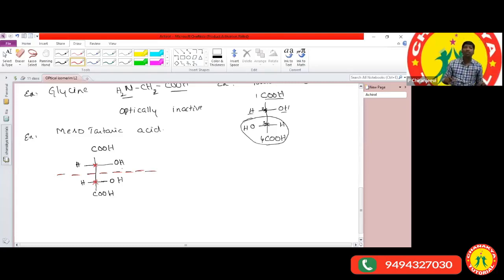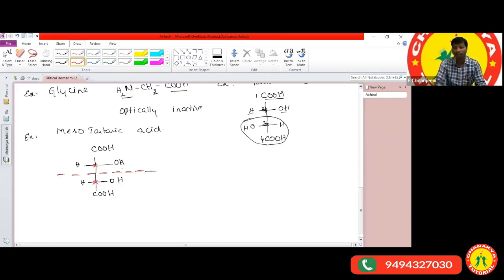Sometimes they ask the question: is mesotartaric acid optically active or inactive? Sir, we can say optically inactive due to the presence of the plane of symmetry. Symmetry means it does not exhibit optical activity. But it is optically active due to the presence of chiral centers. Sir, how many chiral centers are there? It has two chiral centers. With respect to the chiral centers, it is optically active. Due to the plane of symmetry, it is optically inactive.